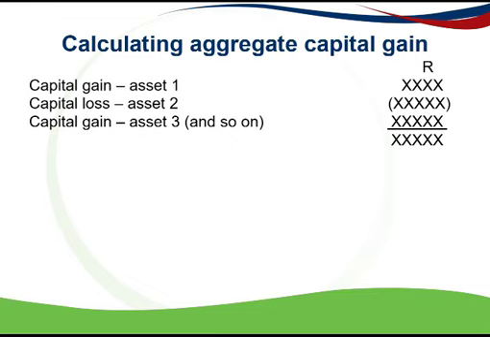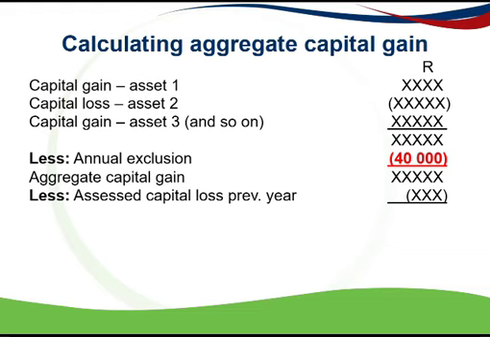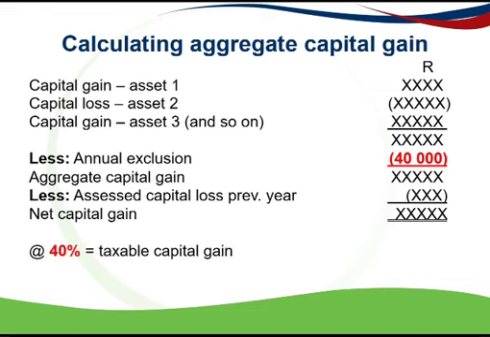Once we have the gain or loss for each of the assets, we add them together, and then we can deduct the annual exclusion, which currently is 40,000 Rand, and that gives us an aggregate capital gain. If the individual had a loss in the previous year of assessment, you can then deduct that capital loss, and that gives the net capital gain. If it's a gain, it gets multiplied by 40% and included in taxable income. If it's a loss, it gets carried over to the following year of assessment.